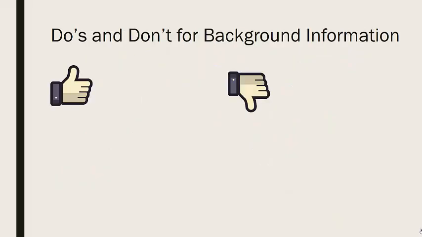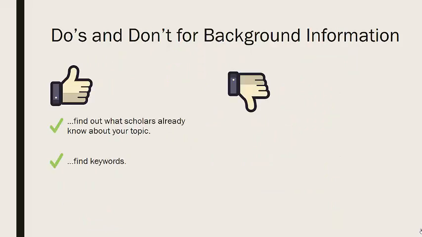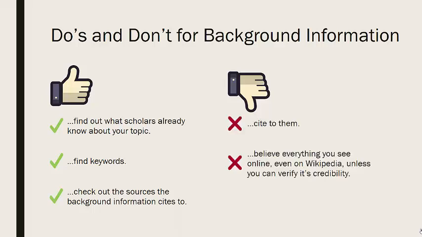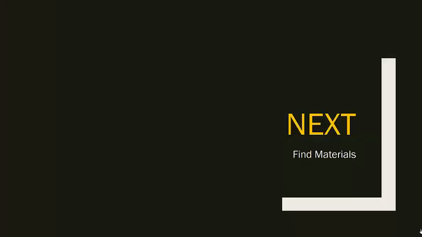To recap, do use background sources to find out what scholars already know about your topic, start a list of keywords, and check out the sources the background information cites to. However, when you use background sources, don't cite to them and don't believe everything you see online, even on Wikipedia, unless you can verify its credibility.